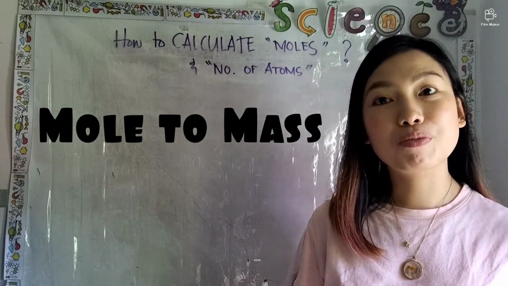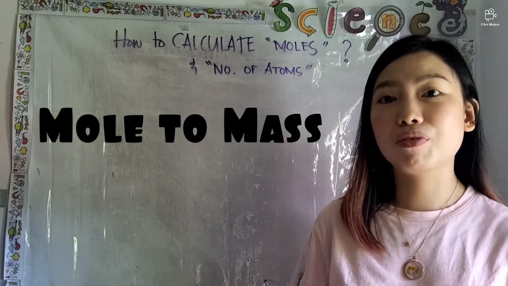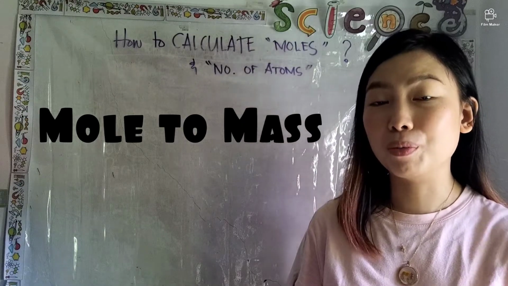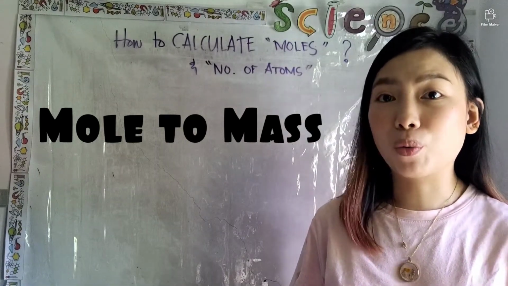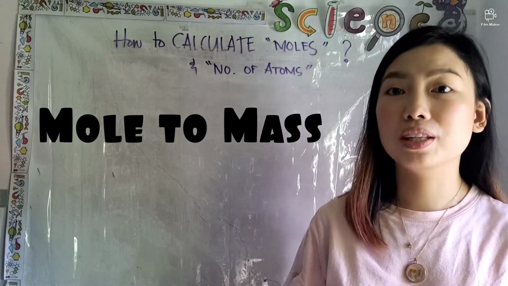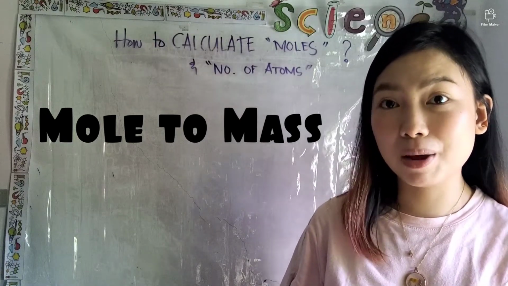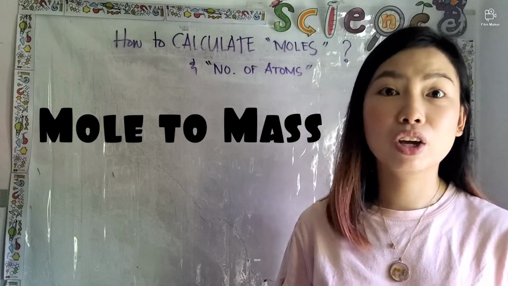Now, in the computation of mole to mass, you need to find the value of the mole and the value of the grams. The grams in the equation is referring to the mass of the element given in the question.